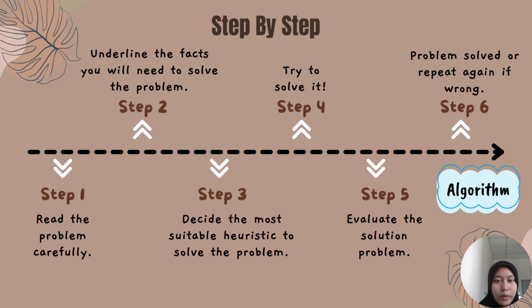For the first step, I will create a step-by-step plan. The first step is I will read the problem carefully. Second, I will underline the facts that I need to solve the problem. Third, I will decide the most suitable heuristic method to solve the problem. Fourth, I will try to solve it. Five, I will evaluate the solution. Six, lastly, the problem is solved, or I will repeat again if I got the wrong answer. As you can look here, the concept of computational thinking that is involved is algorithm.